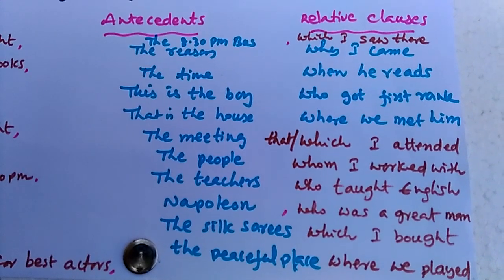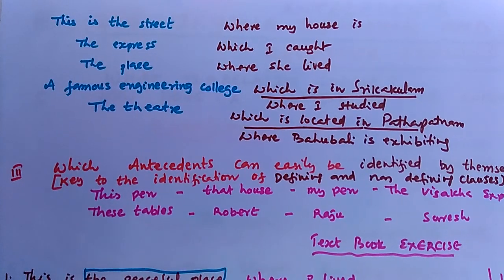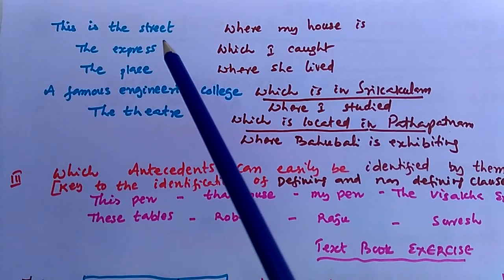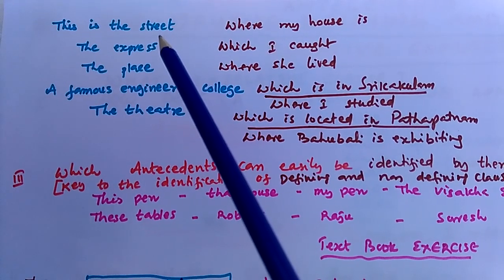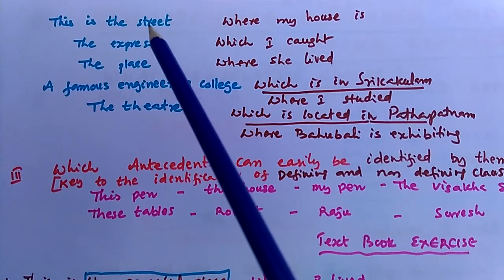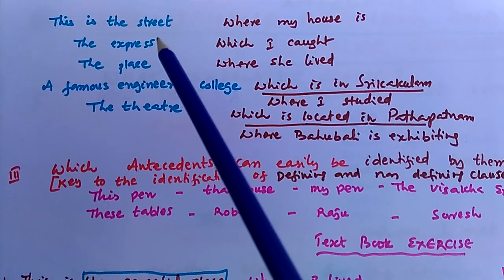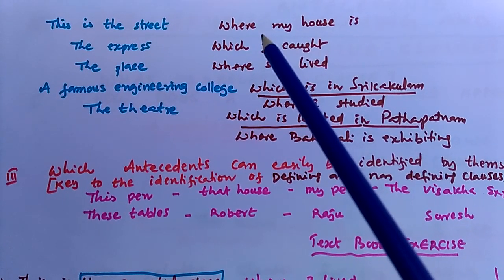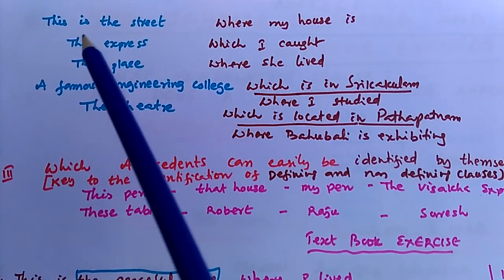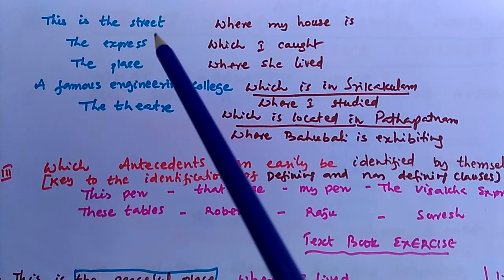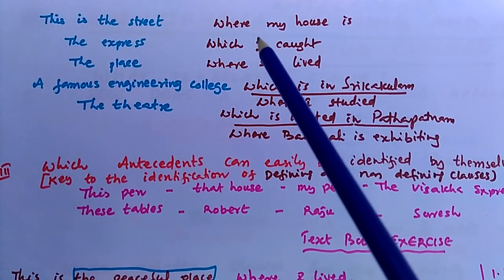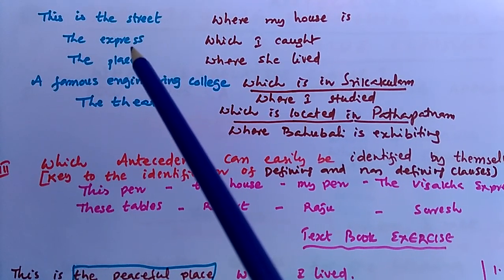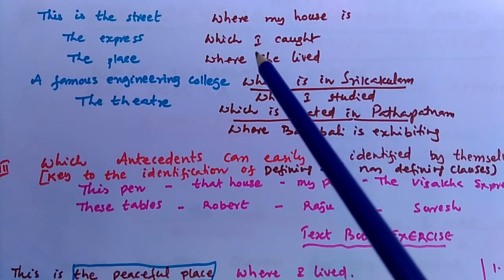Let us have a look at some more examples. "The street." When we say "the street," we cannot clearly know which street it is. If we had said "this street," then we can easily know. Then this clause would have been a non-defining clause. Whereas when we say "the street," we cannot say particularly which street it is. So this clause is a defining clause. "The express," we cannot say which express it is by this antecedent. So this is a defining clause.